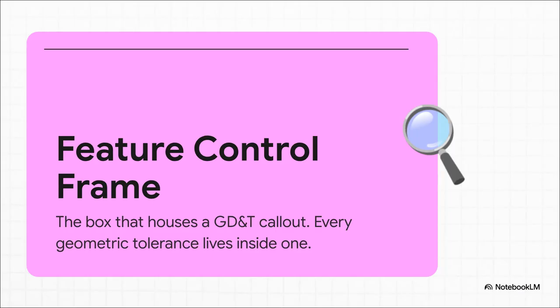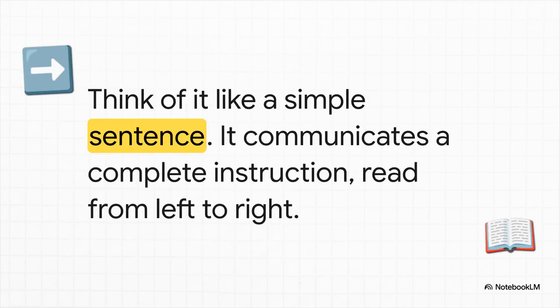Every single geometric tolerance you will ever see on a drawing is tucked inside one of these rectangular boxes. That is the feature control frame. It's the absolute foundation of GD&T. Honestly, if you can learn to read this one box, you can understand the main instruction for pretty much any feature on any print. The absolute best way to look at it is as a simple but really powerful sentence.